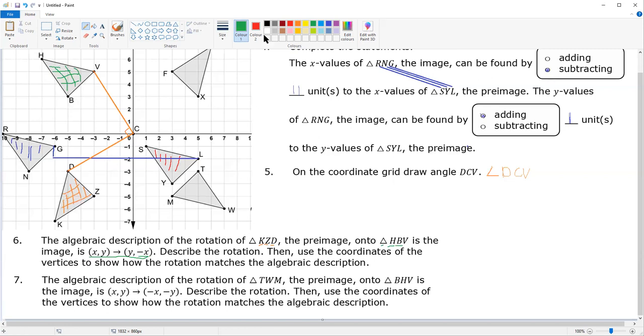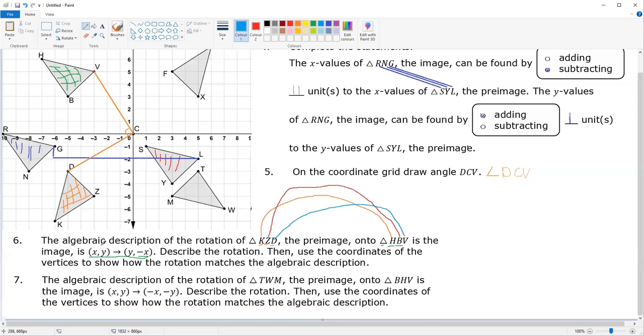And let's see if that matches up with what the triangle says. So K got moved to H, and it looks like Z got moved to B, and it looks like D got moved to V. Wait a second. Let's see. K got moved to H. Yep. And then Z got moved to B. Yep. That's all right. Okay. Describe the rotation and use the coordinates to show why it matches the algebraic description.